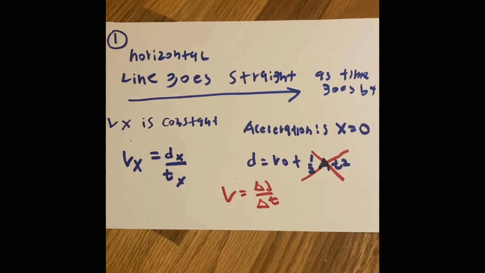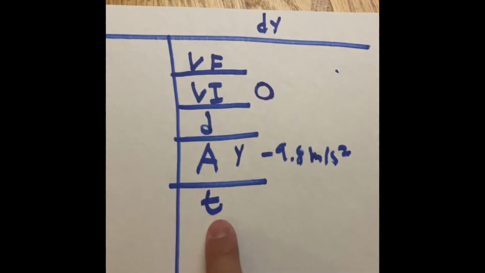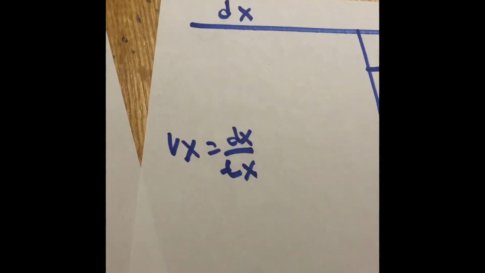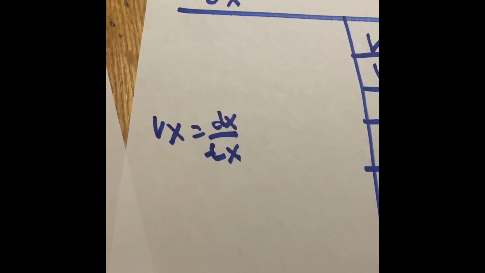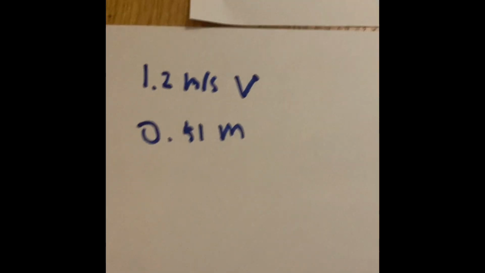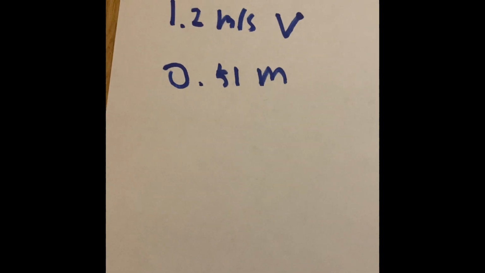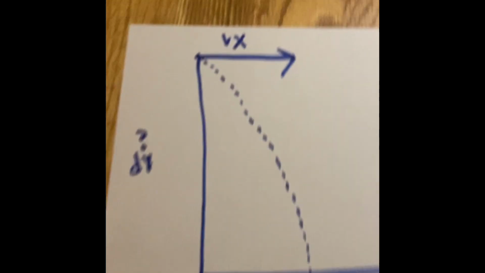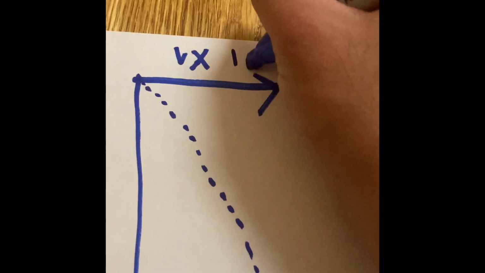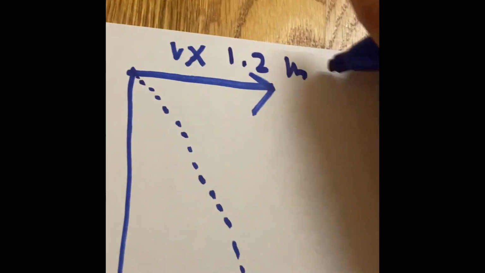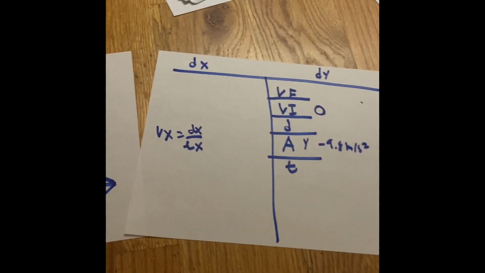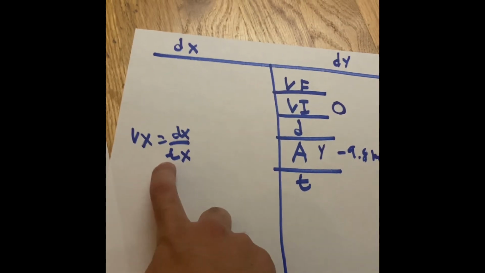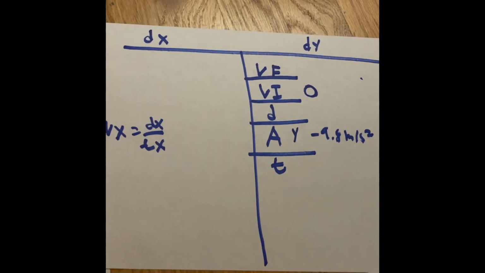So, if we are trying to find the time in the dy section, but we're also trying to understand the dx section, then here's what's going to happen. From our given, we see that velocity is 1.2 meters per second. So for our Vx, we're going to put 1.2 meters per second on the top so it can help us visualize.